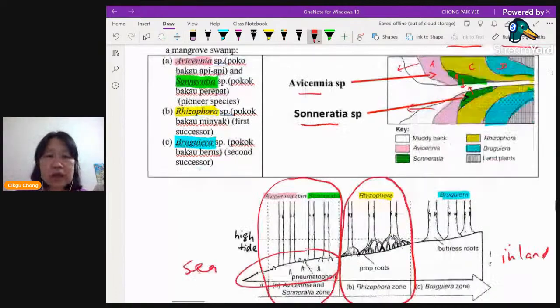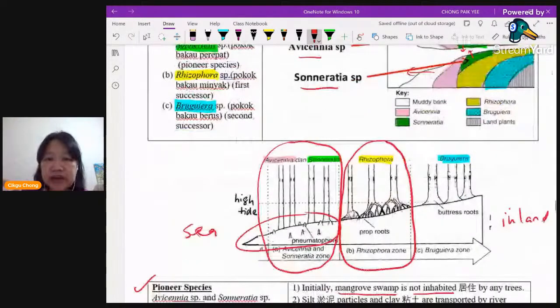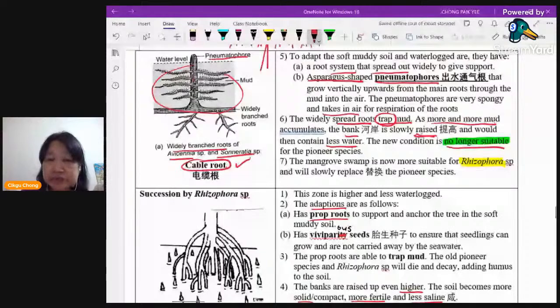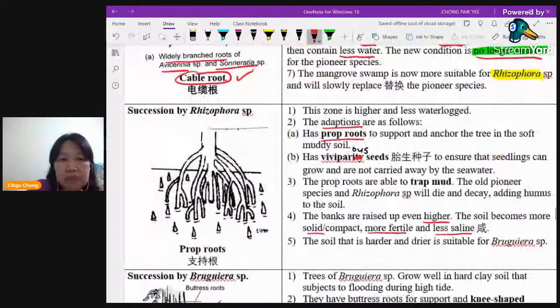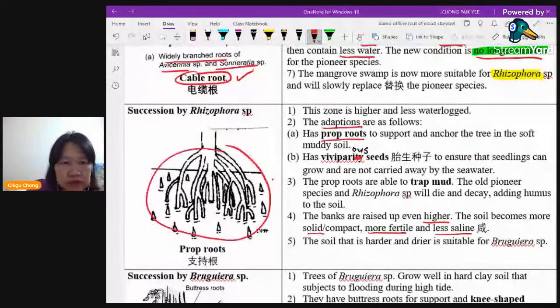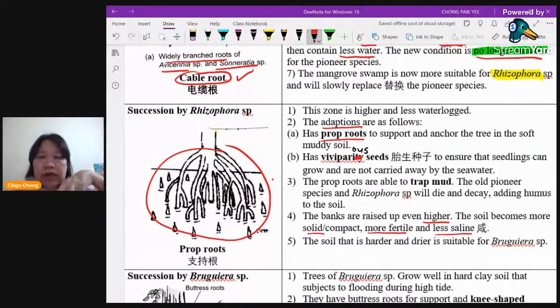Now, the Rhizophora has what kind of adaptation? You will see it has prop roots. The prop roots actually grip the soil, and they also trap mud. So let's go to the adaptation first. Now the zone is higher, less watery. Less watery means drier. The prop roots will support and anchor the tree in the soft, muddy soil.